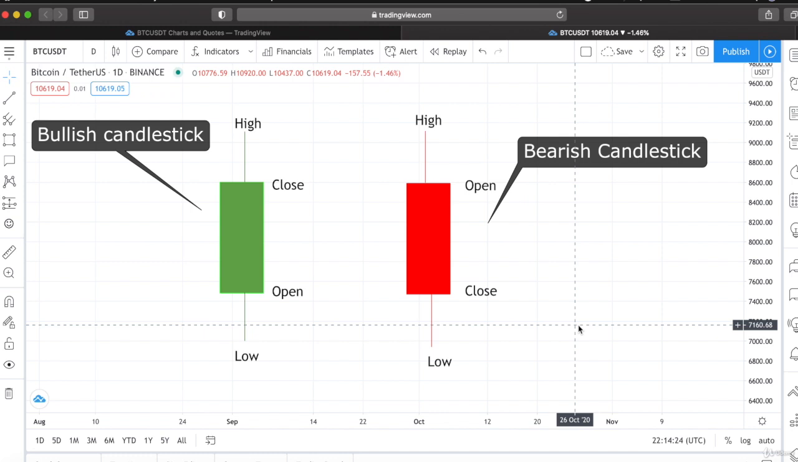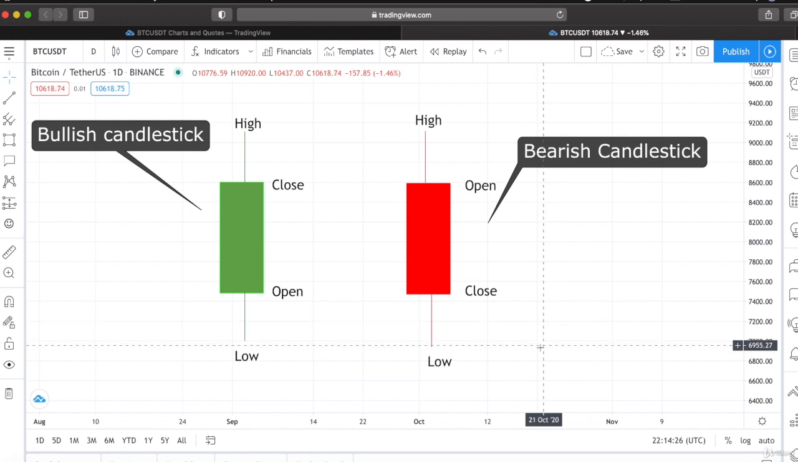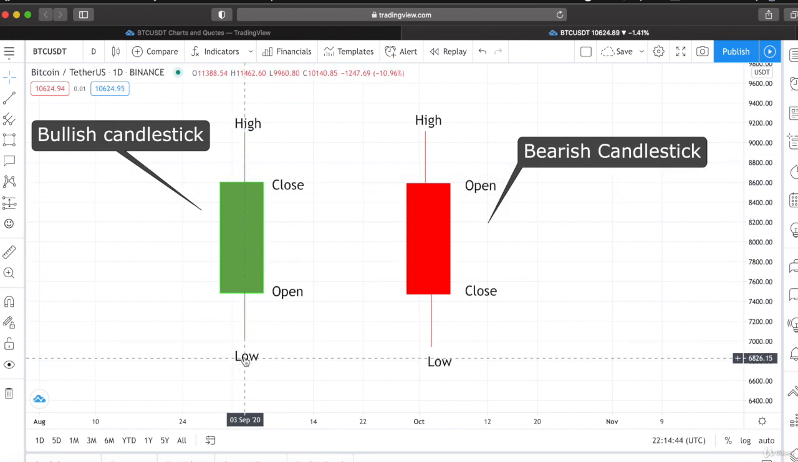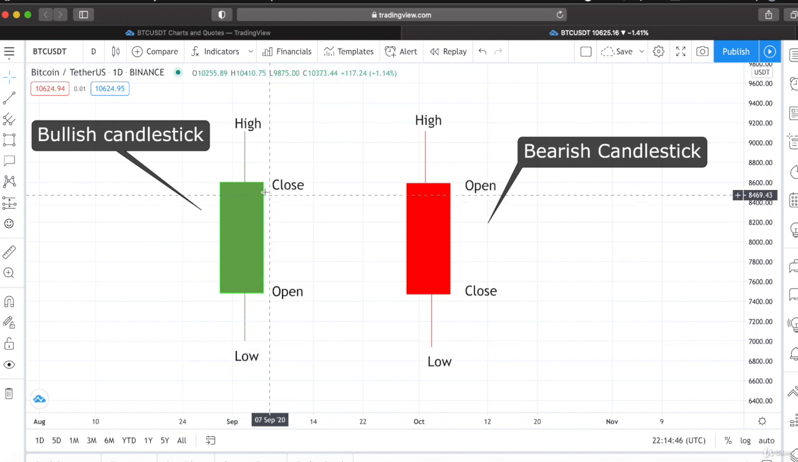The bullish candlestick shows us the opening price of an asset on this specific day. What was the opening price and what was the closing price of an asset? And these wicks, which you can see, show us the highest price and the lowest price of an asset on this specific day. The price went all the way up but closed at this specific point.